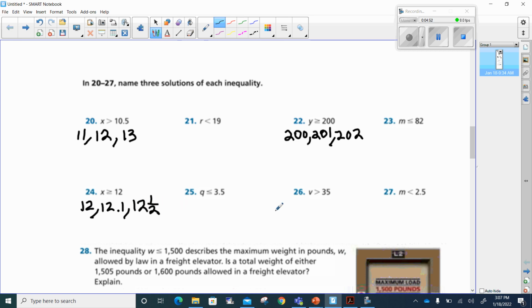All right, and there's number 26. P is greater than 35. It does not include 35, so I would pick numbers like 36. Heck, I could even pick a number like 50 if I wanted to, or go totally crazy and say 138. All these numbers are greater than 35.